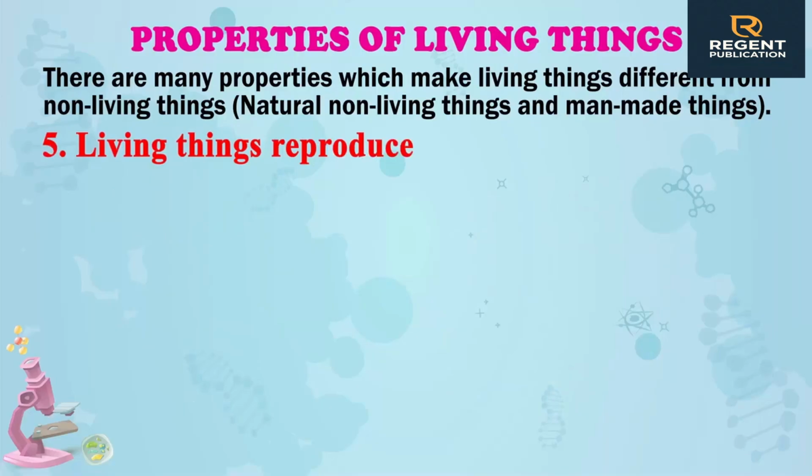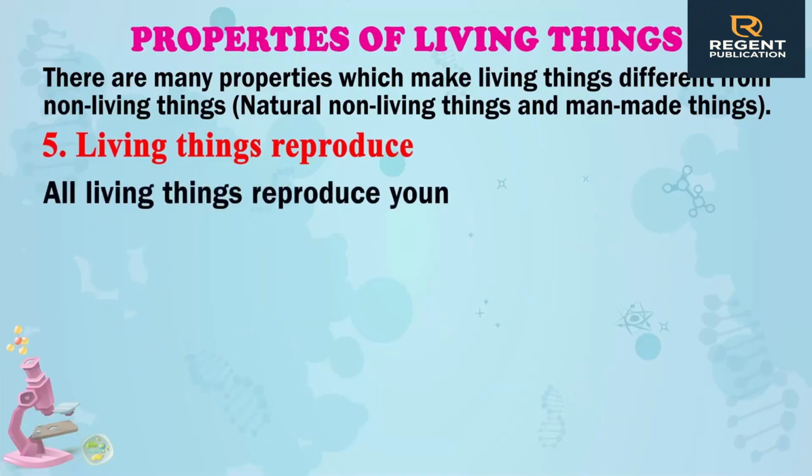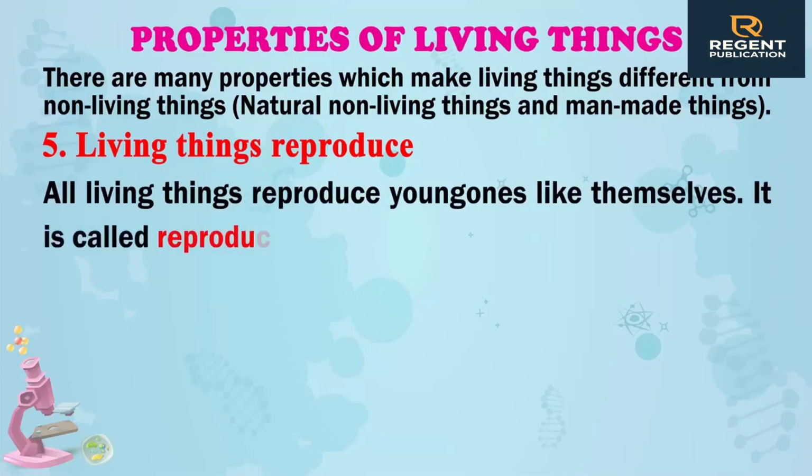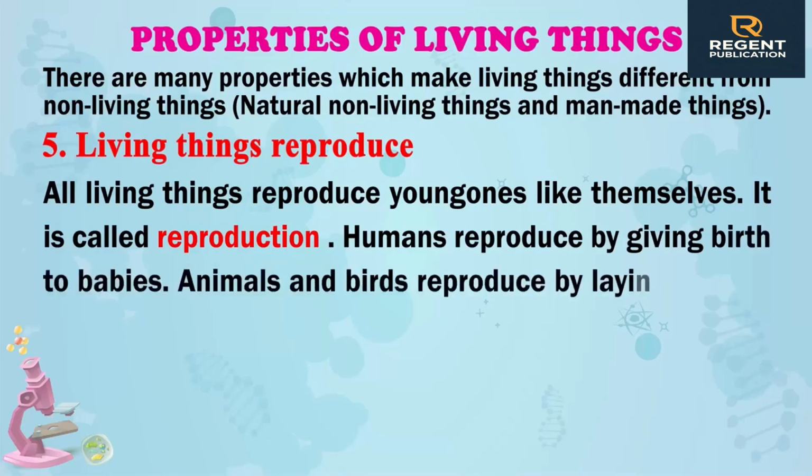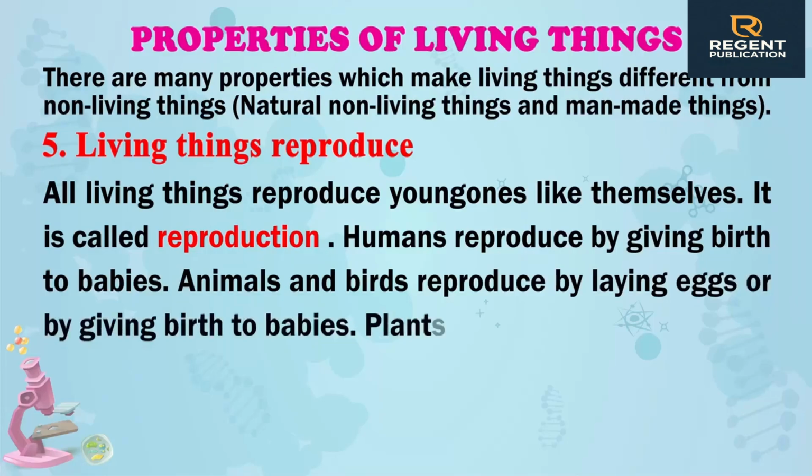Living things reproduce. All living things reproduce young ones like themselves. It is called reproduction. Humans reproduce by giving birth to babies. Animals and birds reproduce by laying eggs or by giving birth to babies. Plants reproduce through seeds or other body parts.